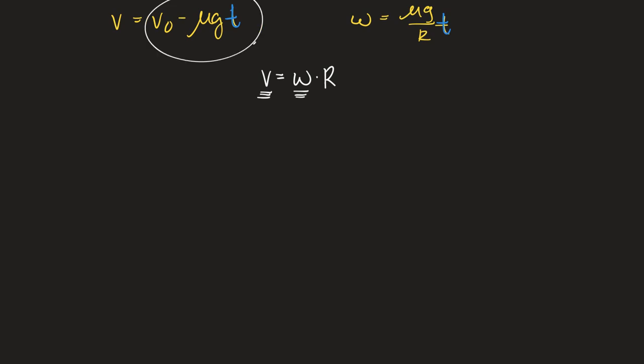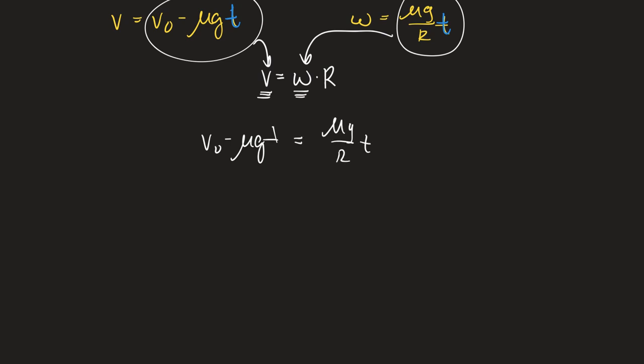So substituting this in for V and substituting this in for omega gives us a relationship that has time in it that could be solved to figure out when these two sides of the equation are equal. So V naught minus mu g t equals mu g over R t times R. We want to know when these two sides are equal. What t will make these two sides equal? So now I just solve it for t.